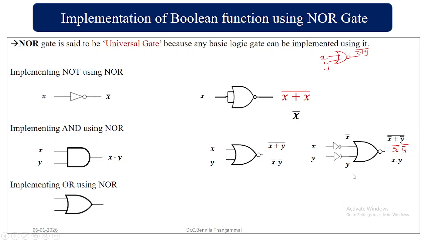Implementing the OR gate using the NOR gate. The OR gate has inputs X and Y, and the output will be X plus Y. In the NOR gate, if I give inputs X and Y, the output will be X plus Y whole bar, but I should get only X plus Y. So I connect another NOR gate, used as a NOT, at the output, and I am able to get X plus Y. This is how I obtain the OR gate using the NOR gate. So using NOR gate I can get NOT, AND as well as OR. That's why we say it is a universal gate.